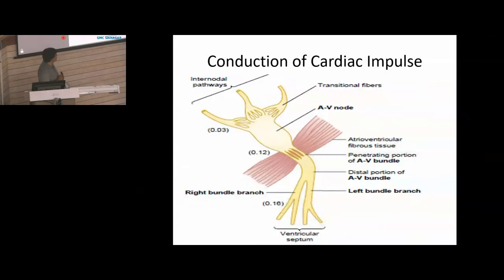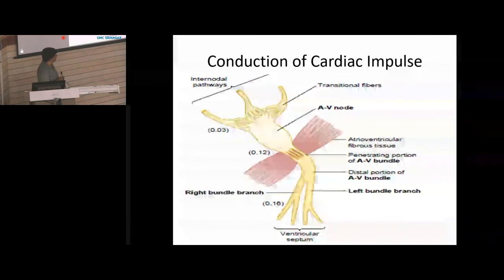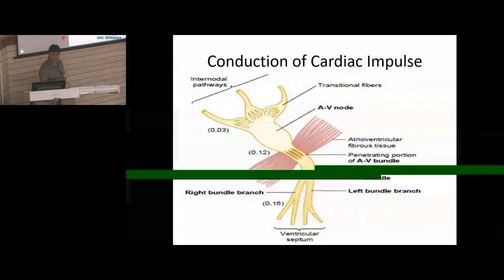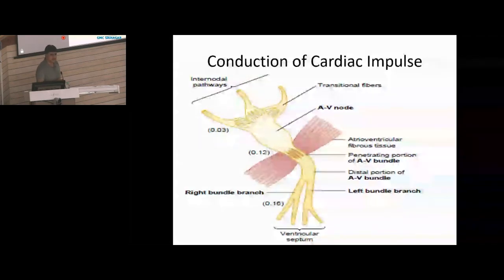So they come from SA node, goes to the AV node, and this is the bundle. This is the piercing part of the bundle. This is the non-conducting band. It lies between atria and ventricles, and this is the piercing part of the AV bundle, and finally it reaches the tip of the interventricular septum, where it divides into right and left branch. So what is the time taken from here to here? 0.16 seconds. And actual AV nodal delay is about 0.09 seconds.